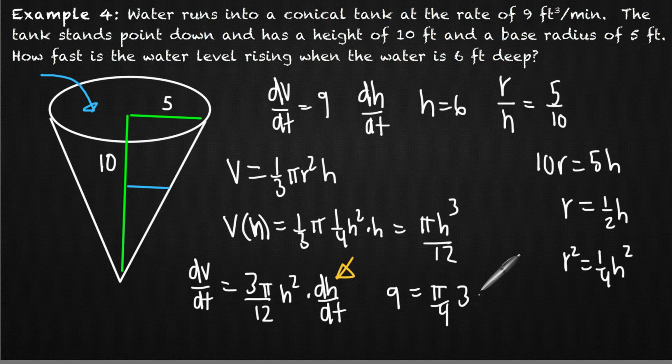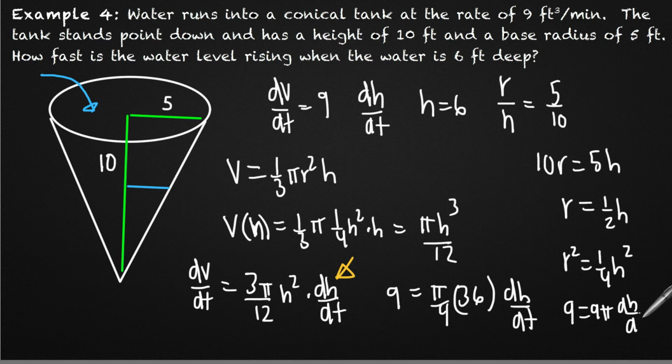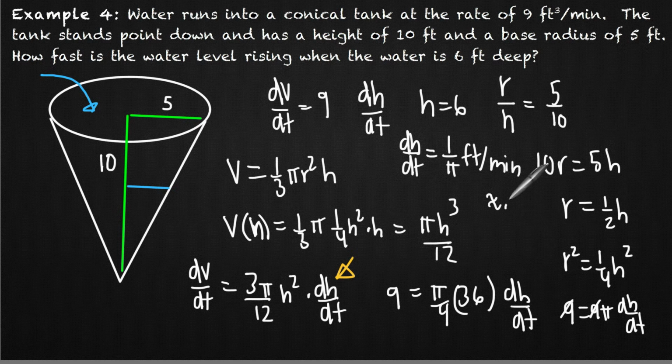Let's just put that as 36. And then dh/dt is now our only unknown variable. So we have 36 over 4, which is 9. So we have 9 equals 9 pi dh/dt. The 9s are going to cancel. So dh/dt is going to be equal to 1 over pi feet per minute. And if you get that as a decimal, I believe it's approximately 0.32.